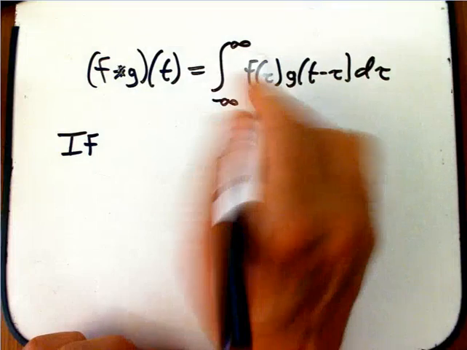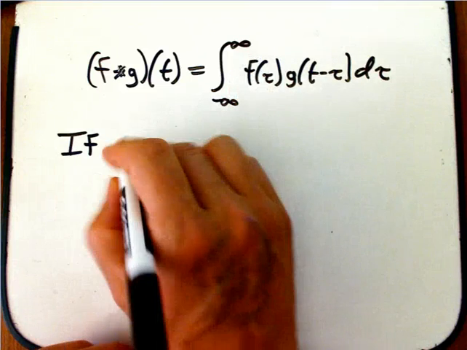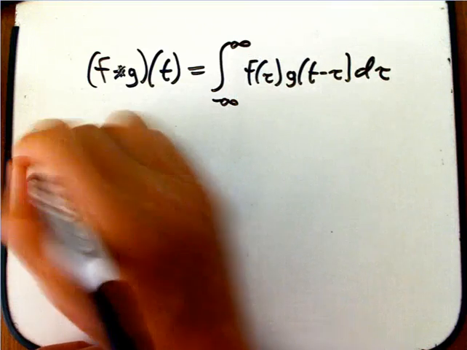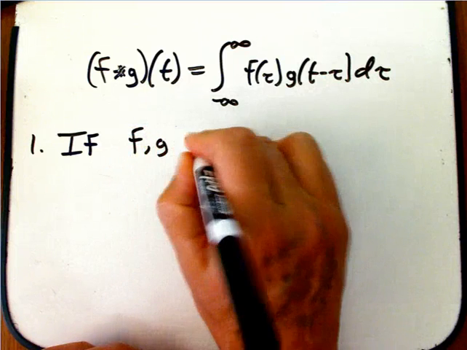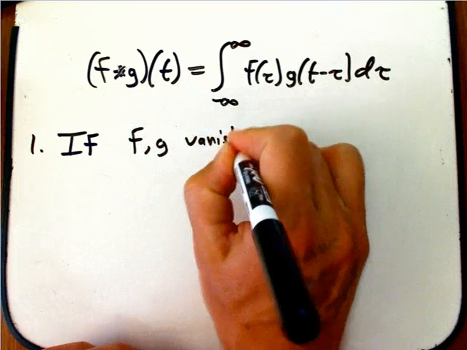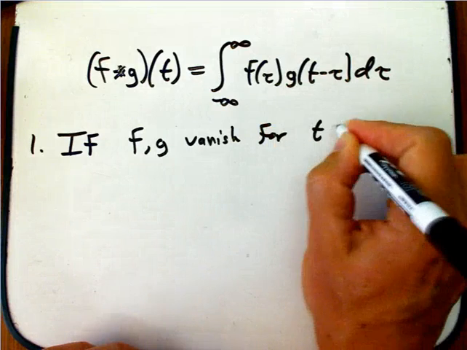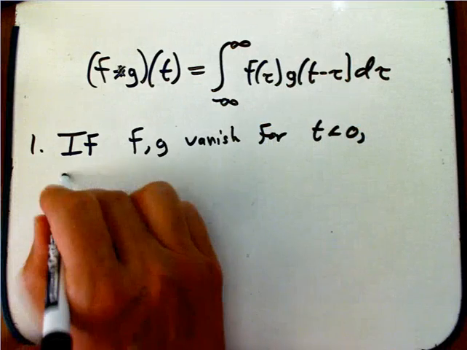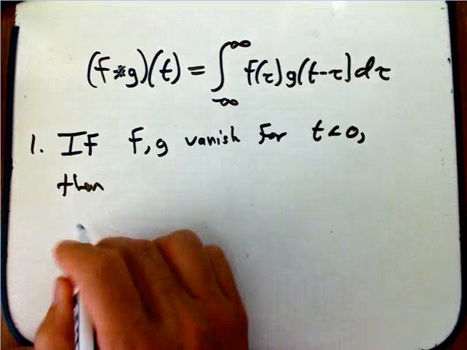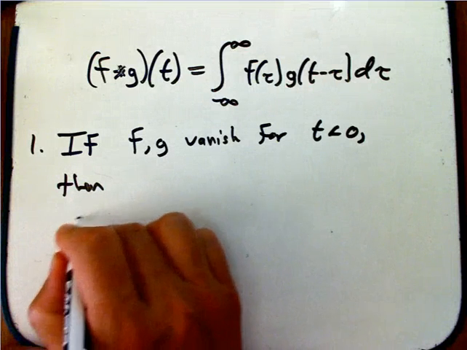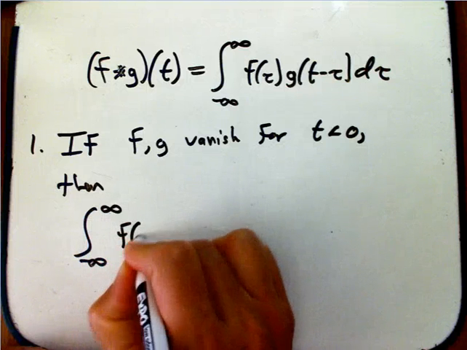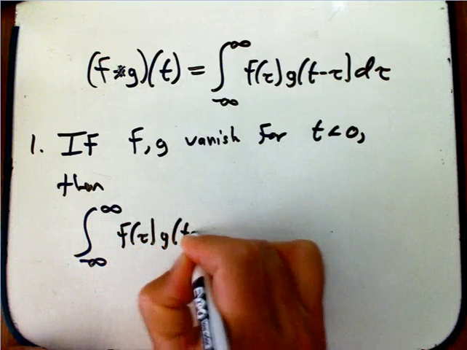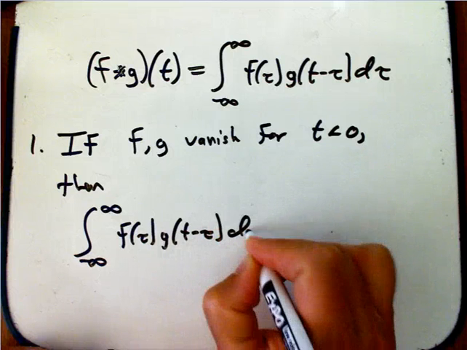So here's the deal. This is always the right definition, but here's the situation. If f and g happen to vanish for t less than 0, then, well, let's see, what do we get? Then this integral automatically cuts down the region of integration.